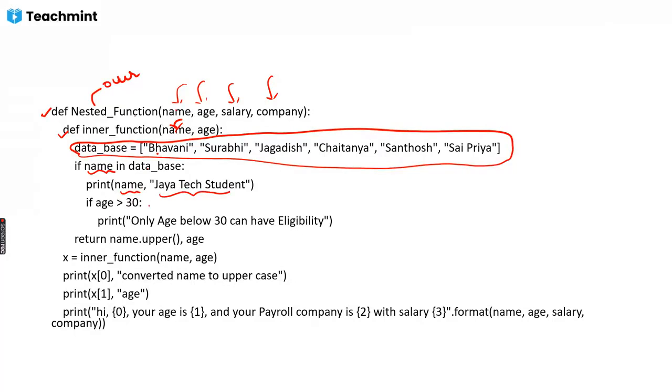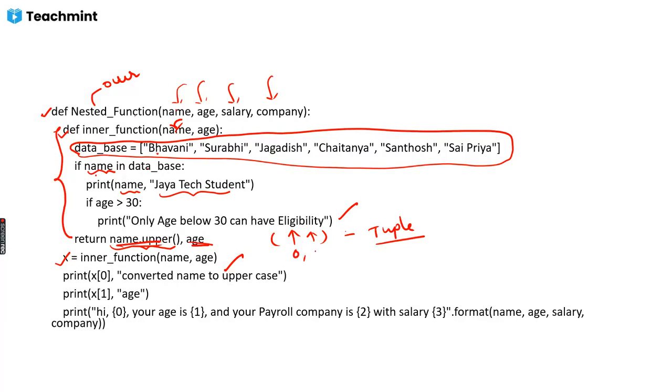Okay, and again, if age is greater than 20, only then can they have eligibility to enter into this class. And what I am trying to do is, if the name is in the database, I am returning name dot upper, comma, age, meaning I am returning two values. One is the name in upper case as well as the age, but in the form of a tuple. So now your X is holding the values returned by this inner function, these two values, in the form of a tuple. So how to access a tuple?